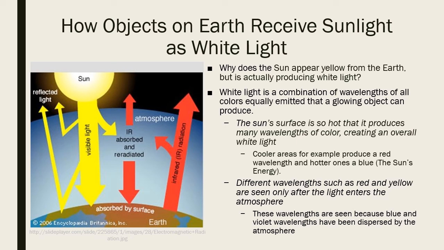Different wavelengths, such as red and yellow, are seen only after the light enters the atmosphere. These wavelengths are seen because blue and violet wavelengths have been dispersed by the atmosphere and are seen as a blue sky. The sun hits Earth with different angles throughout the day, causing the different wavelengths to be reflected by the atmosphere and allow different colors to be seen, such as a red-orange sky color at sunset rather than a blue sky, because the red-orange wavelengths are being scattered rather than the blue and violet ones that we saw earlier in the day.